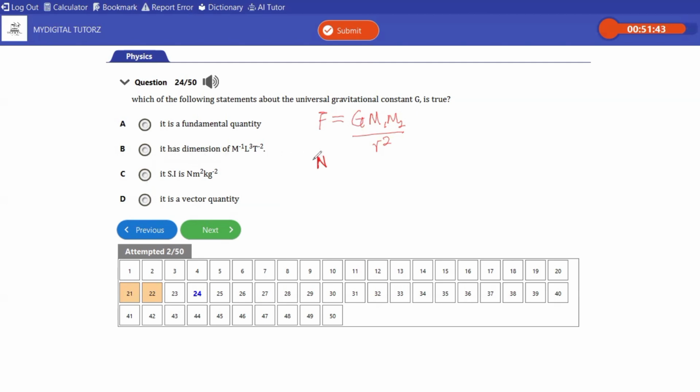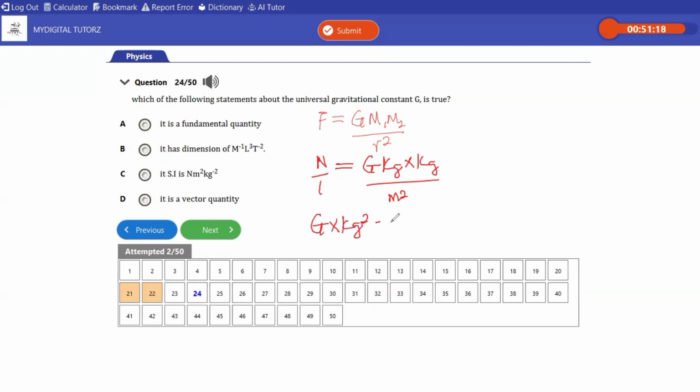In terms of unit, the unit of force is Newton, which is equal to G, since I'm looking for G, times the unit of mass, which is kilogram. So this one also becomes kilogram, that is kilogram squared, all over the unit of R, distance, which is meter. So I have meter squared. That implies that I'm going to cross multiply. I have G multiplied by kilogram squared.